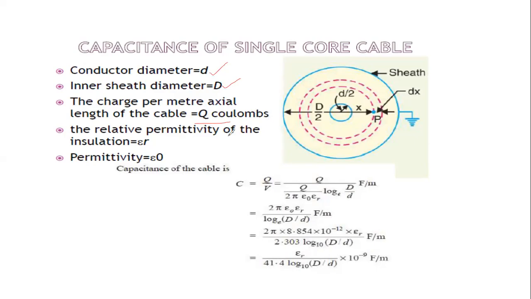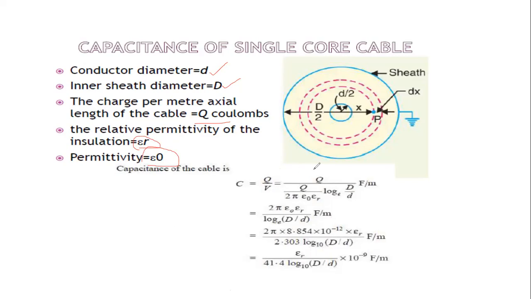Next, the relative permittivity of the insulation is epsilon R, and the permittivity of free space is epsilon naught. Now we calculate the capacitance for the single core cable. Small d is the diameter of the conductor, capital D is the inner sheath diameter, and Q is the charge in coulombs.